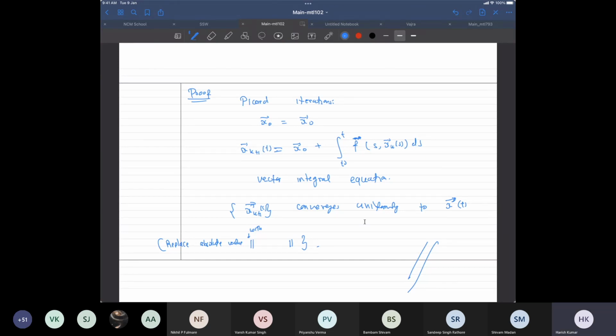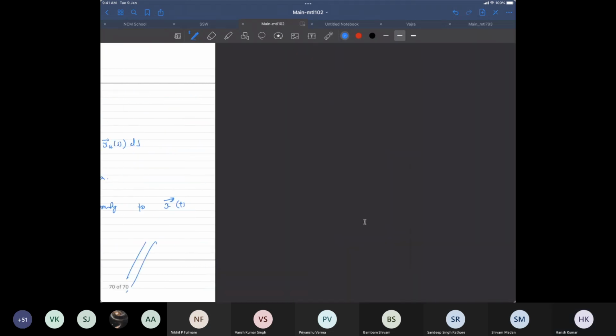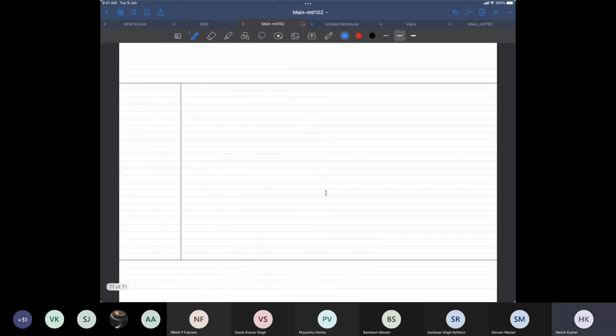Here again you should note that you have a Lipschitz continuous L. That L will appear and you will get a similar estimate. You have to basically show that they are uniformly Cauchy and then use the completeness argument to get the vector x. Similarly, you can repeat the same thing for global existence. No difference in proof. Same as scalar case.